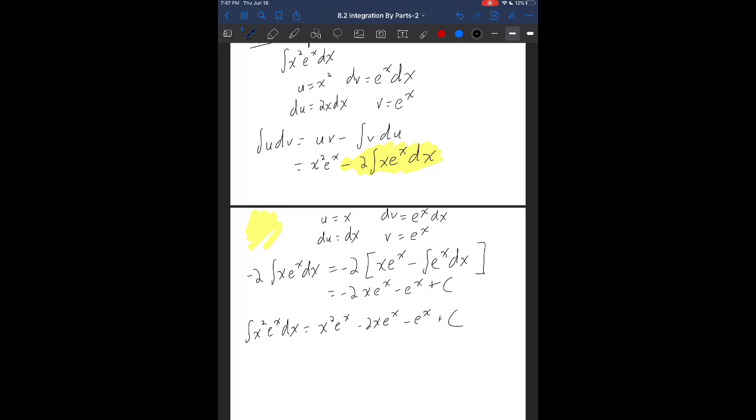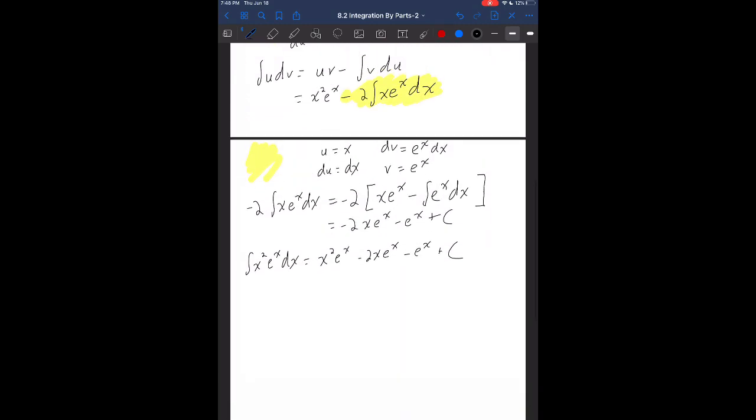So a lot of times when you're doing these problems, especially if you have a polynomial that you're looking at as your u, you will have to do a repeated integration by parts in order to get that polynomial down to a constant so that your final integral is easier to deal with. Okay.